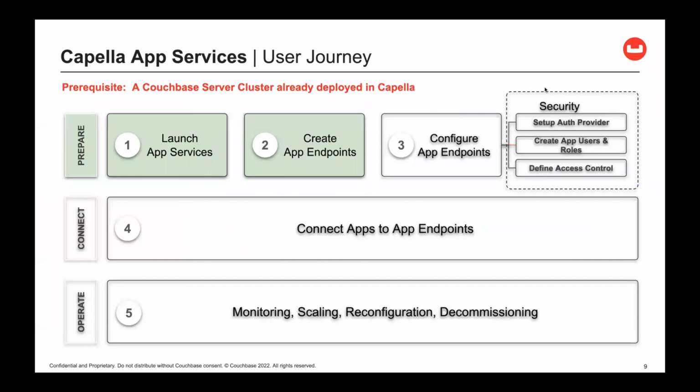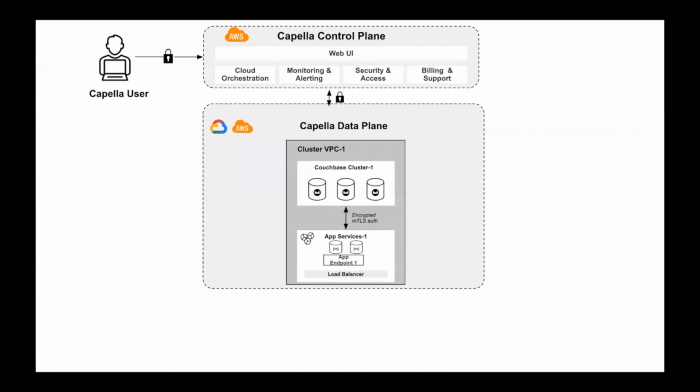So essentially, we created an app endpoint and we went ahead and configured the app endpoint. You can have as many app endpoints as there are buckets in the backing Couchbase server. So the next step in the process is to connect your application.